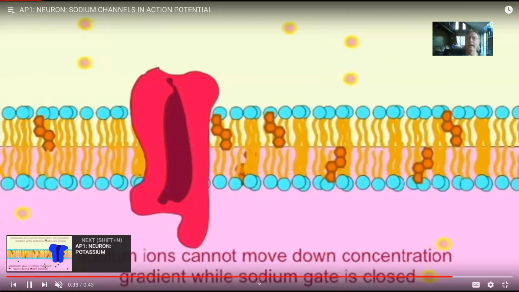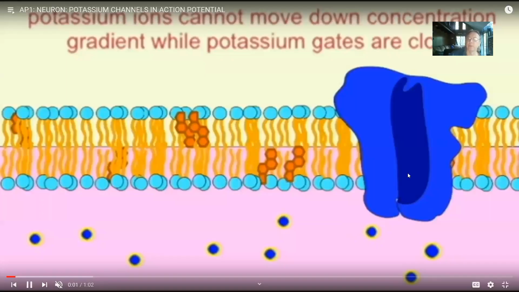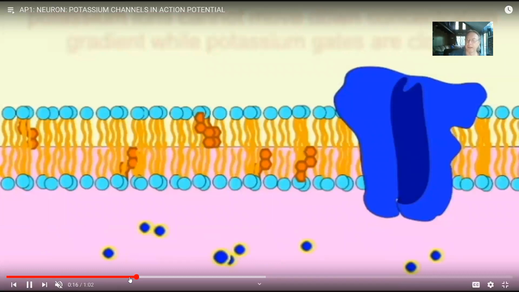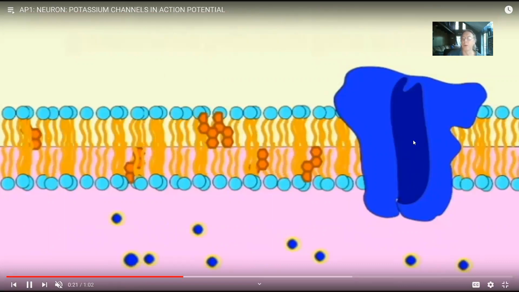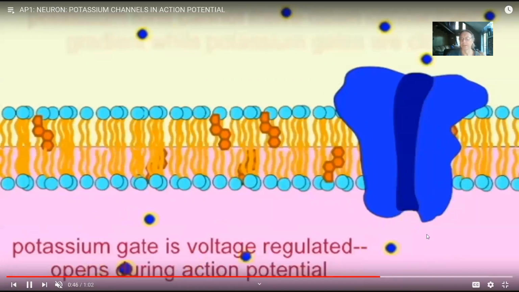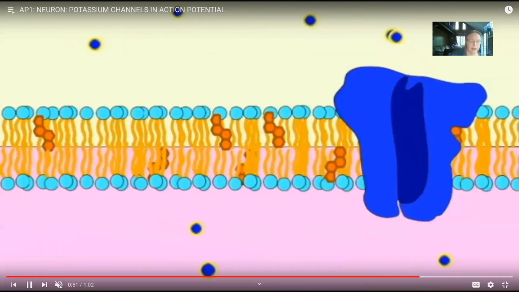And then once again, there was a voltage regulated potassium gate. The potassium wants to leave the cell, and it can't as long as this gate is closed. But when we reach minus 70 millivolts, this voltage regulated potassium gate opens. Potassium is then allowed to leave the cell, going from an area of high concentration to low, and this causes the cell to repolarize, going back down into the negative zone.